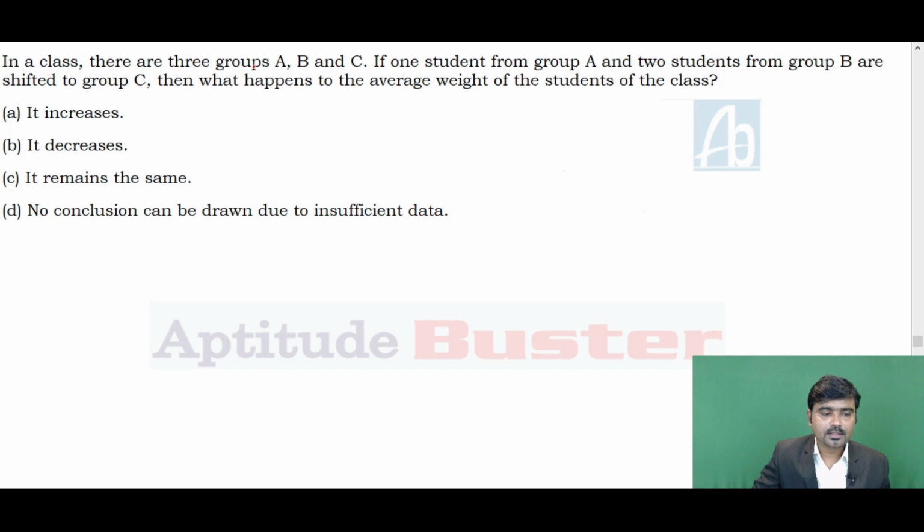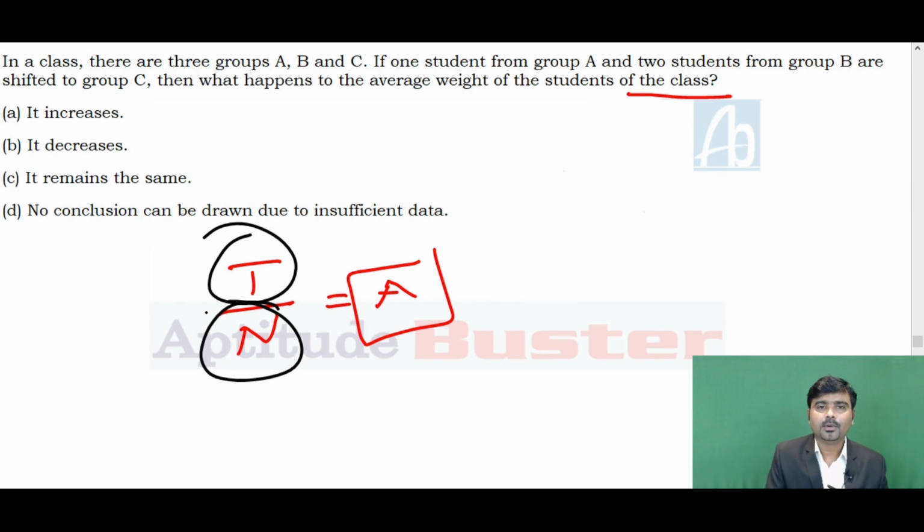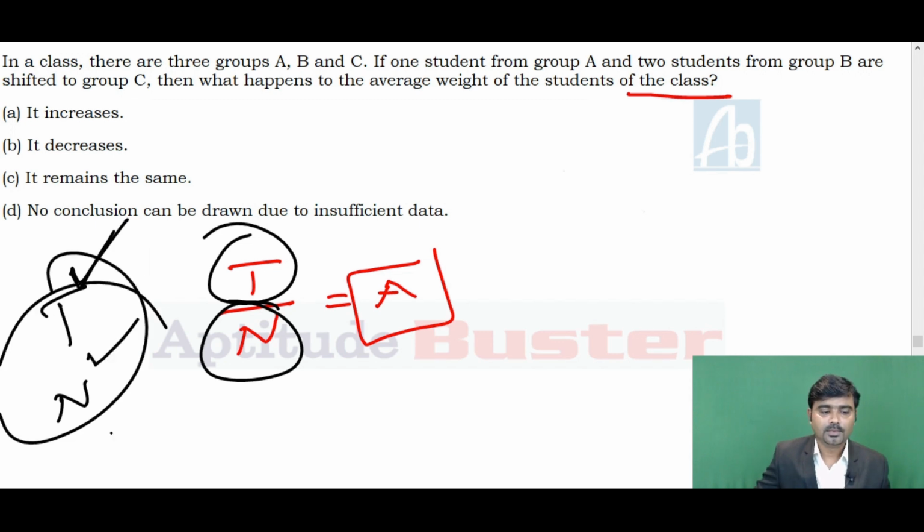In a class there are 3 groups A, B and C. If one student from group A and 2 students from group B are shifted to group C, then what happens to the average weight of the students of the class? Total divided by number of values is equal to average. When there is a change in the average, there must be a change in the total or in the number of students, or in both. Otherwise there is no change.